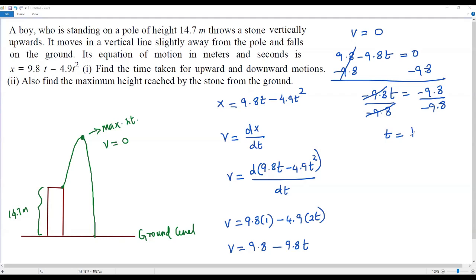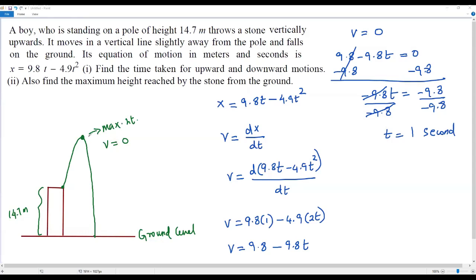We already know that the unit of t is seconds, so it is 1 second. When the stone reaches its maximum height, the time is 1 second. That is, the time taken for upward motion is 1 second, the time taken to travel this distance. So now I have the time taken for upward motion, and I also have to find the time taken for downward motion. How do we do that? Once the stone reaches its maximum height, it will start coming down.